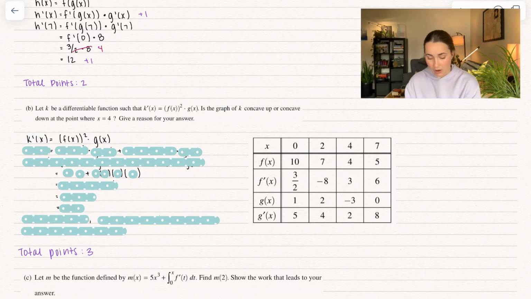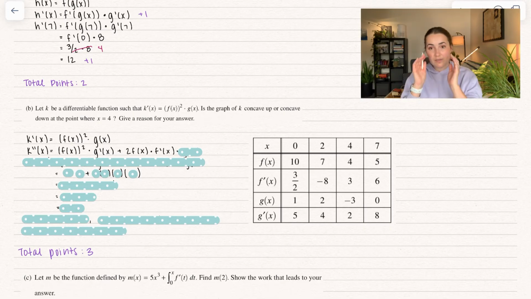So here's our k prime. I already wrote it down. What we want to do is find its second derivative. So we're going to take the derivative of both sides. On the left, you just get the second derivative of k. And what we're going to have to use is product rule. So I have the first, which is just going to be the same thing, multiplied by the derivative of the second, g prime of x, plus now we're going to take the derivative of the first function, which is actually going to be chain rule.